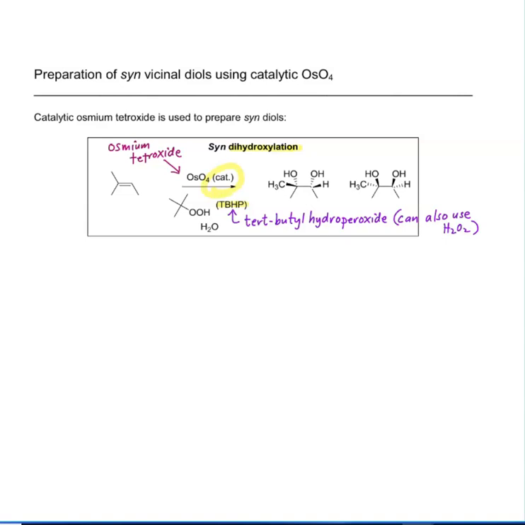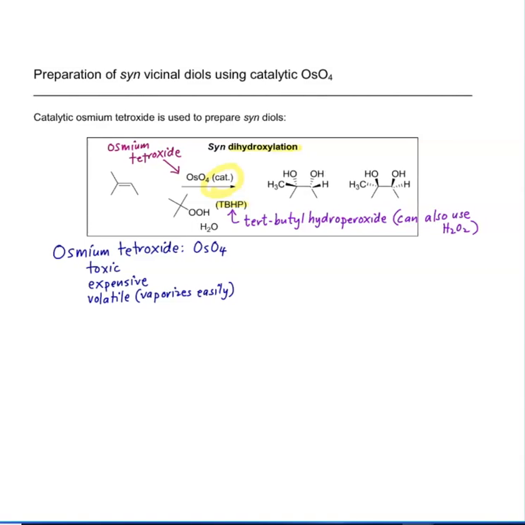So let's talk about osmium tetroxide. Okay, so OsO4. This guy is toxic. It's expensive. And it's volatile, meaning it vaporizes easily. What could go wrong, right? Okay, so what happens is the following.